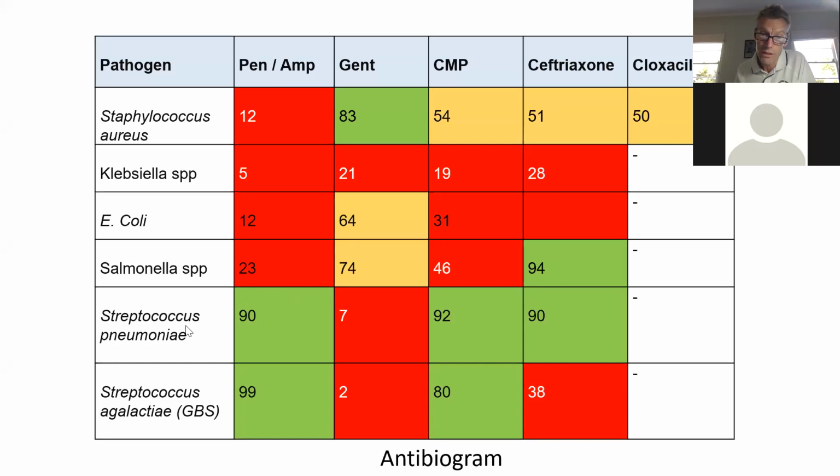It's good to know that for the common causes of common infections like pneumonia, still 90% are susceptible to penicillin and ampicillin. So if we've got a child who's got pneumococcal pneumonia due to Streptococcus pneumoniae, then it's likely that they'll still respond well to amoxicillin or respond well to ceftriaxone or to chloramphenicol.